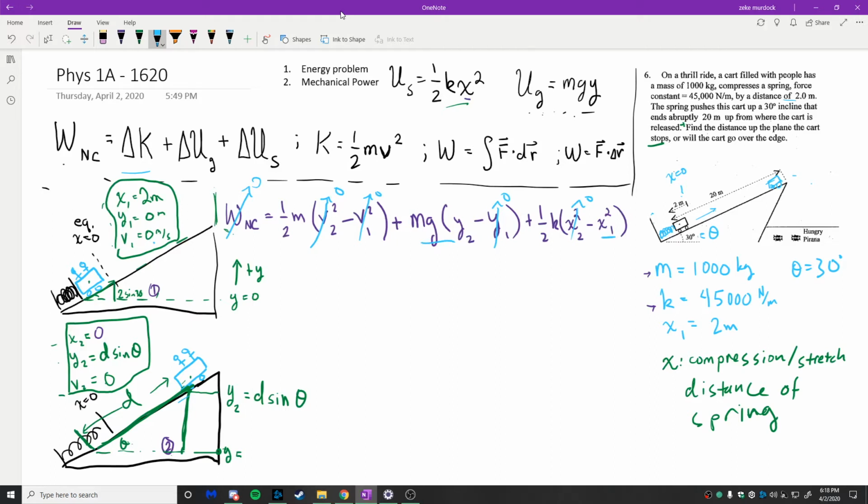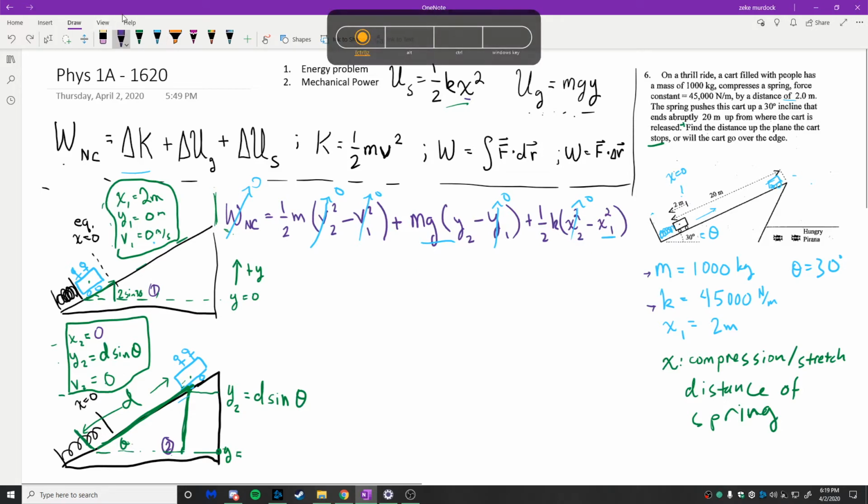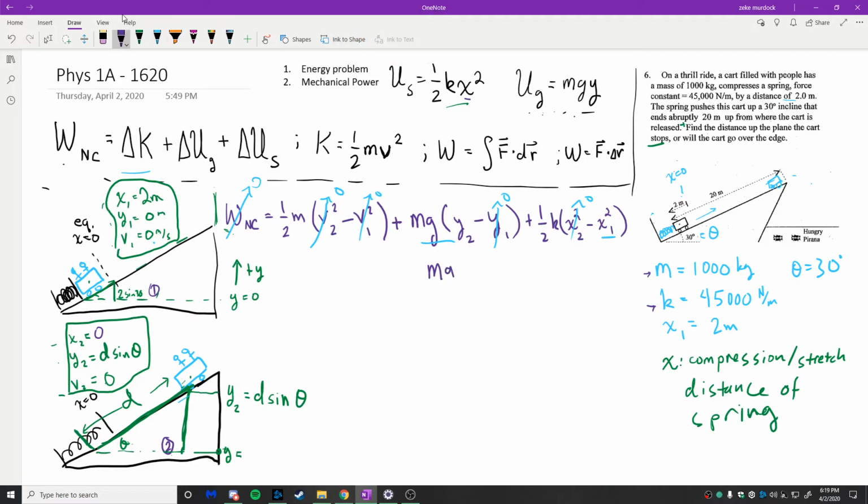And so what I'm going to do is say, let's leave the mg. Here, I don't want to change colors too much. Let's go back to purple. So we'll leave the mg times y2 right here. I'm not going to plug anything in yet. And say that if we add 1/2 k times x1 squared, it'll show up over here. Right? And now we can plug in our values. So we know what this is. I want to rearrange a little bit here, but we're going to have 1/2 kx squared equals mg times d sine theta.